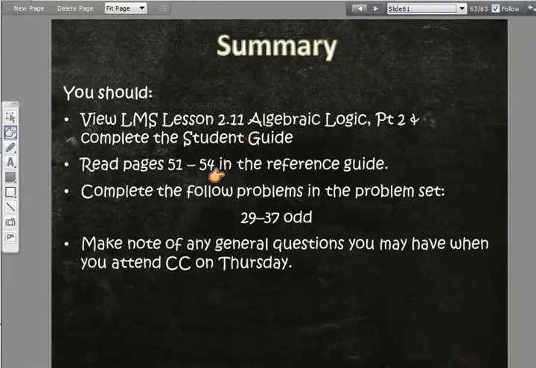So believe me, I don't think your work here is going to be as long as this video was. You need to read the LMS, check out the reference guide, page 51 through 54. This 29 through 37 odd, those are actual proofs, but you don't have to do the whole thing like we did today. It's pretty much fill in the blank. All right? And please make note of any general questions you may have when you attend CC on Thursday. And I sure appreciate you guys listening for so long, and good luck on writing proofs.